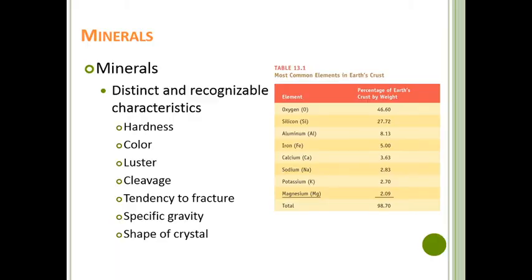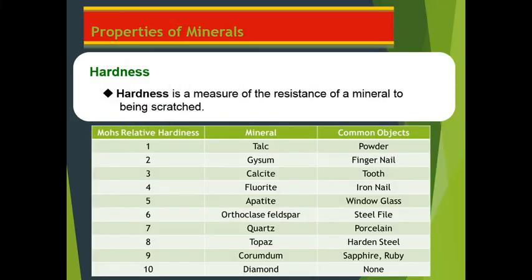Now minerals, of course, they are distinct and even recognizable because of their characteristics. So we have the common characteristics used in identifying minerals. We have hardness, color, luster, cleavage, tendency to fracture, specific gravity, and shape of crystal. Now let's start with one property. First, we have the hardness.